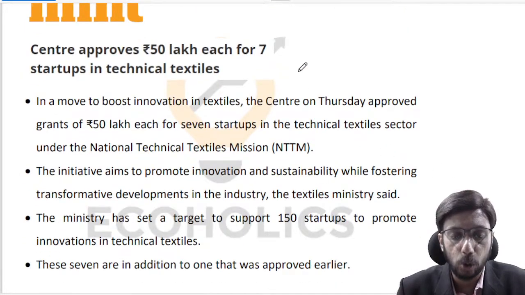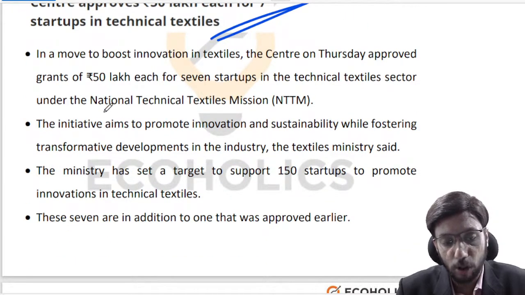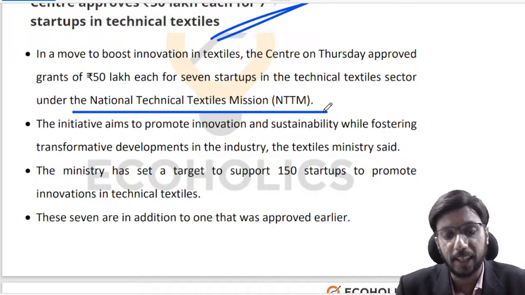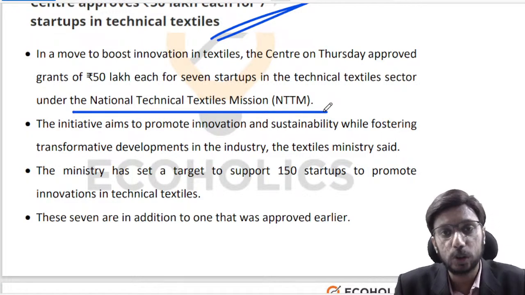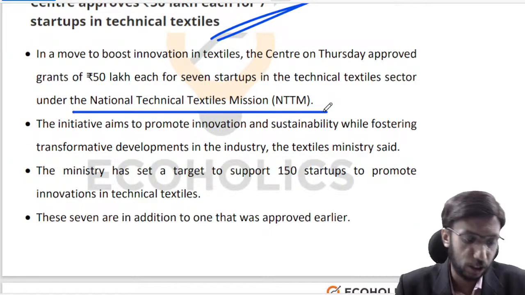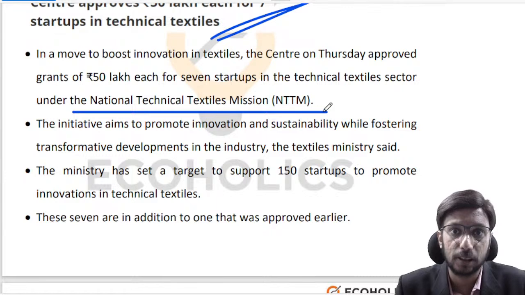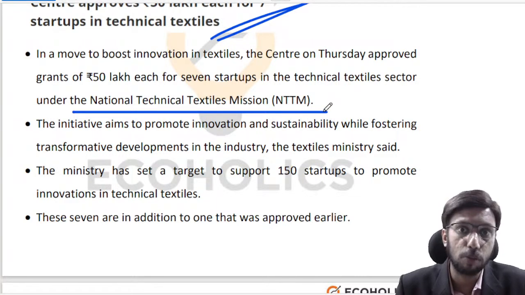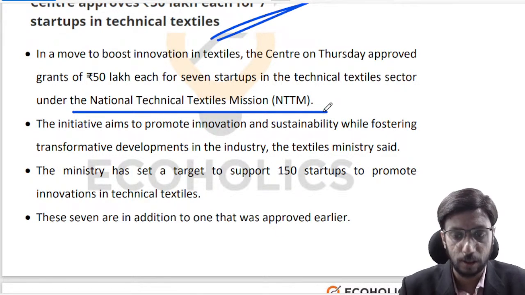Now let me walk you through what's happening in the technical textiles space, right? There is this very important government scheme called the National Technical Textiles Mission. Technical textiles are basically used in defense, in medical, in construction. They are also used for hygiene purposes, and in automobiles, right? So it's not your typical garment that you wear, but something much more functional, much more industrial, much more long lasting.